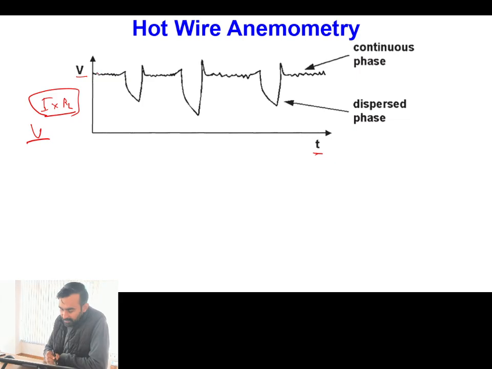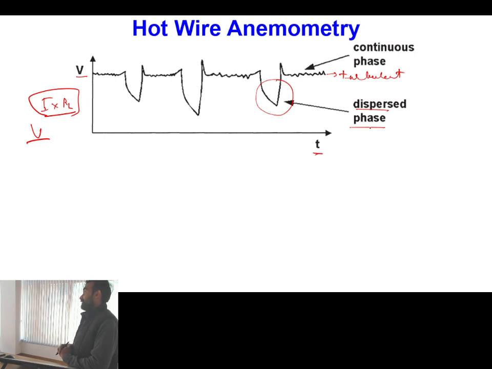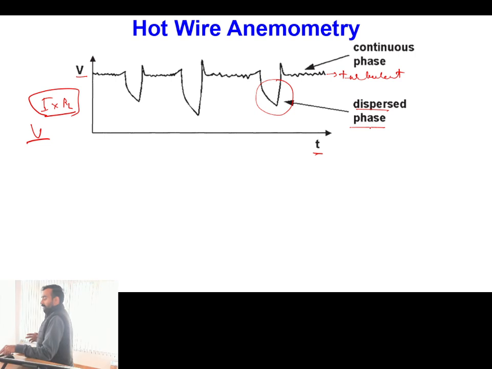Here you can see there are small fluctuations, then one dip, one dip. All these small fluctuations correspond to the turbulent fluctuations in the continuous phase, and this larger dip in the voltage signal corresponds to the presence of the dispersed phase. Okay, what will happen when the dispersed phase is in contact?